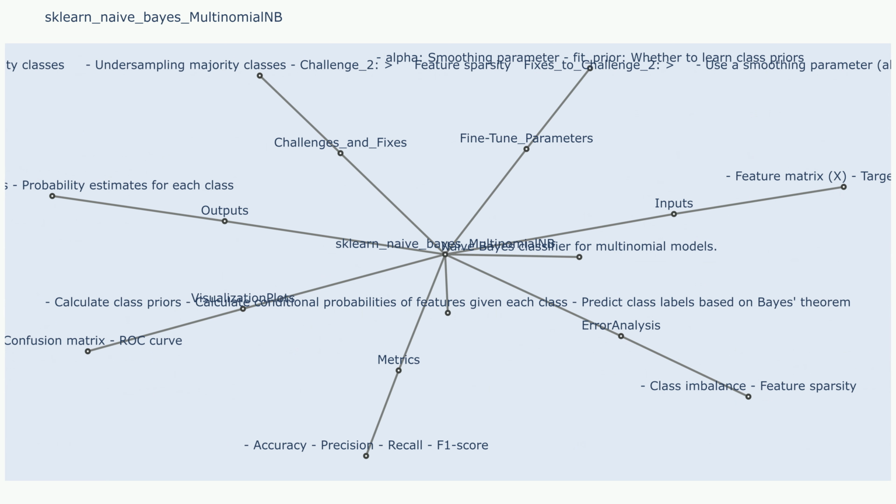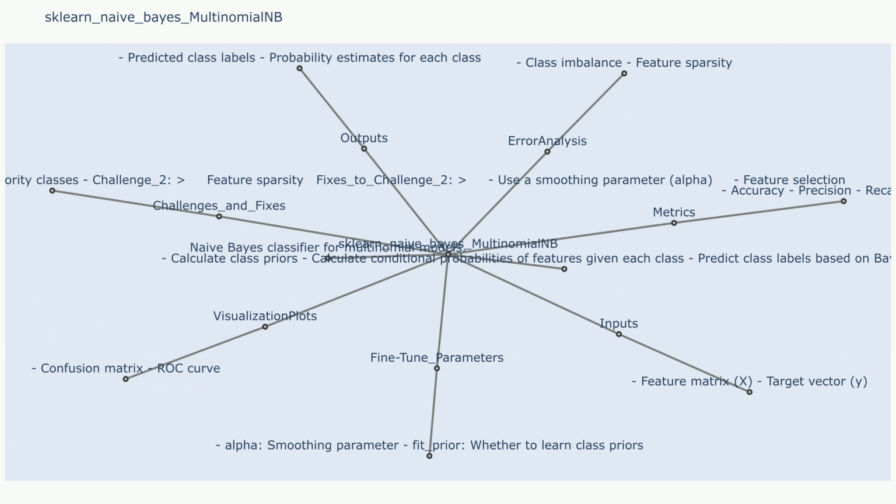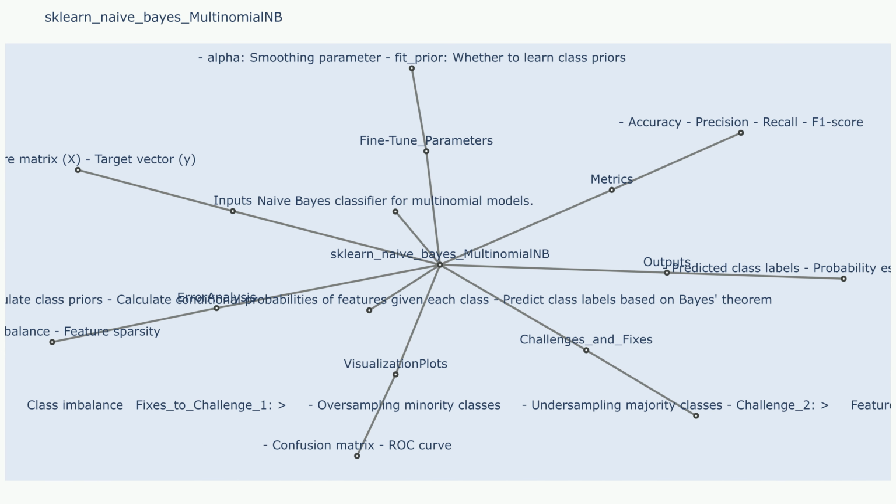Fit prior. This parameter controls whether to learn the prior probabilities of the classes from the data or to use a uniform prior. Uncertainty methods. Confidence scores. These are the posterior probabilities of each class. They can be used to estimate the uncertainty of the predictions. Challenges and fixes. Challenge 1.